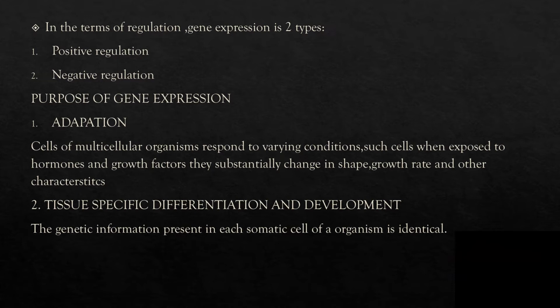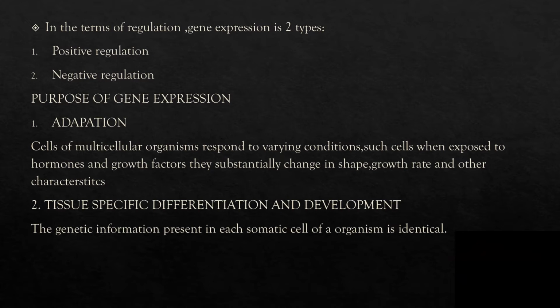And to talk about tissue specific differentiation and development, the genetic information present in each somatic cell of an organism is identical. So the cells from muscle or nerve tissues differ very much in their morphology and other properties, but they contain the same DNA. So these diverse properties are the result of differences in gene expression. Now, expression of this genetic information is also regulated during ontogeny and differentiation of the organism and its cellular components.